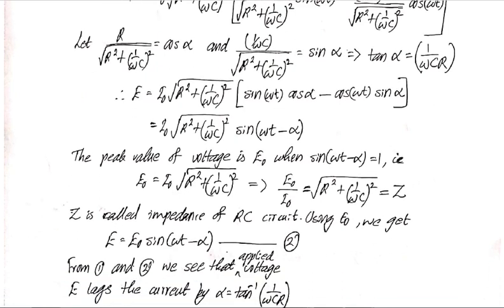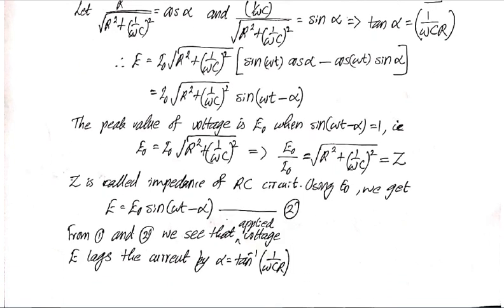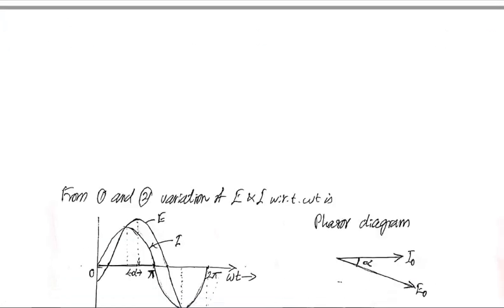Now from 1 and 2 we see that the applied voltage E lags the current. It lags the current by a phase of alpha, which is equal to tan inverse 1 by omega c r. Or we can say that the current leads the applied voltage by a phase of tan inverse 1 by omega c r.